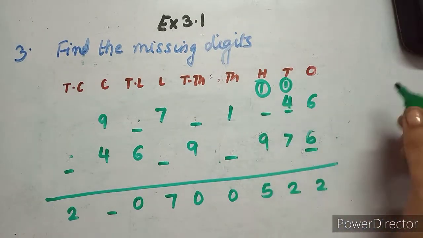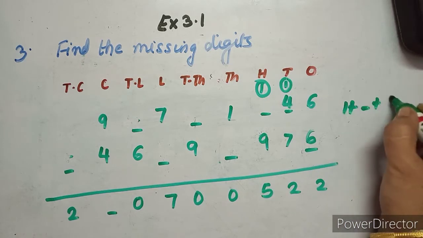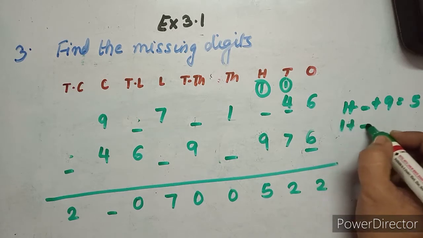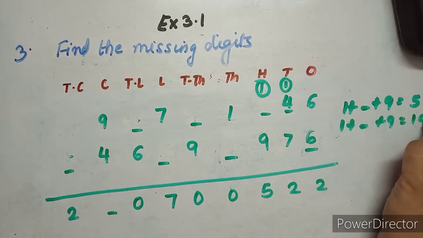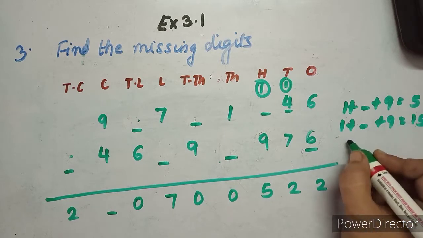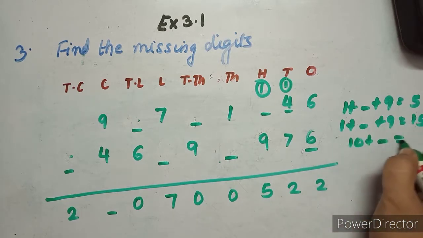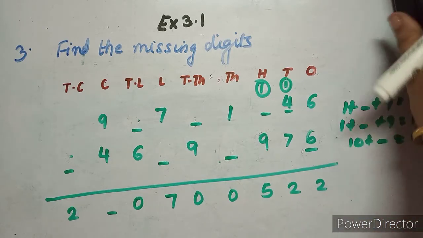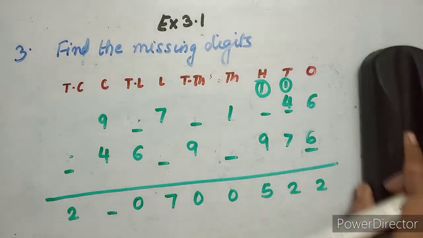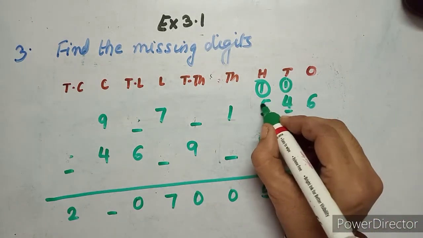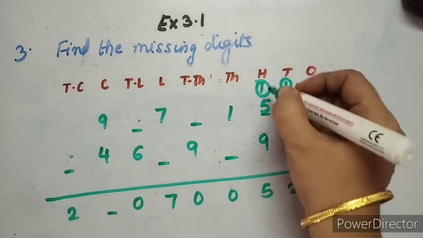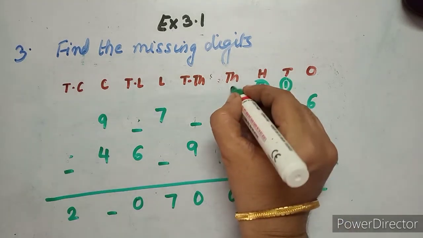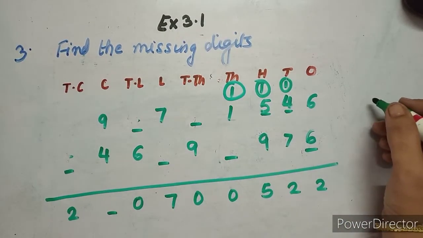Now here you can see it is 1 plus blank plus 9 will give you 5. So this 5 you have to assume as 15. So 1 plus blank plus 9 is equal to 15. That means 10 plus something will give you 15. If you add 5 here, you will get 15. So here you write 5. If you add all these numbers, you will get 15. So 5 here and 1 as your carryover.